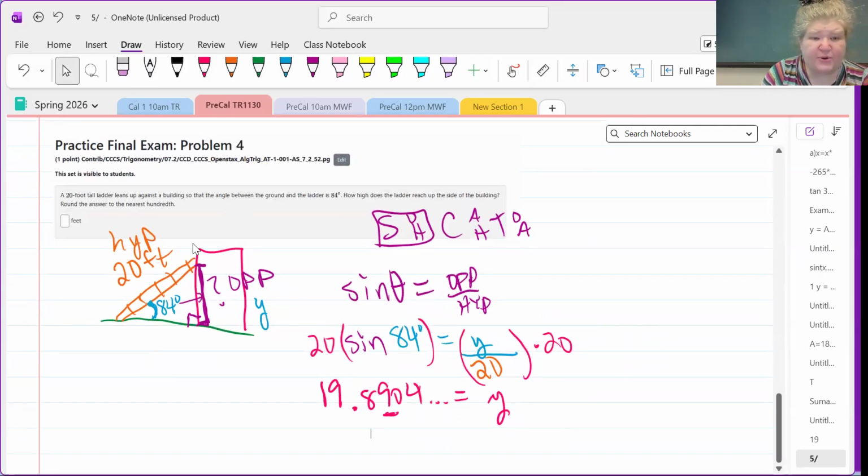So as long as you remember your right triangle setup and your SOHCAHTOA, and how to solve the equation, this one's actually pretty short and straightforward. So some of the questions on the final are this short. Some of them you're not going to have a whole lot of work once you realize what you're doing.